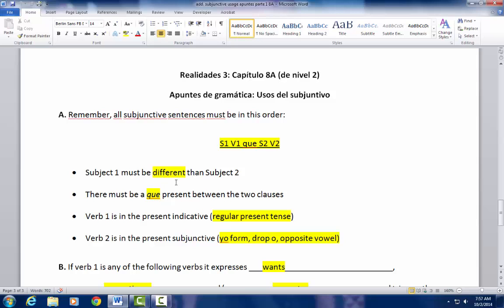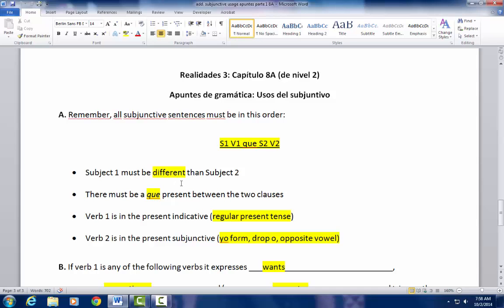Okay, so letter A, remember all subjunctive sentences must be in this order. S1, V1, K, S2, V2. Subject 1, such as mamá. Verb 1, such as sugiere, K. Subject 2, yo, for example, and verb 2, it could be anything. Haga, for example, la tarea. So that's our order. It's a little different from English. We always have to remain in that order when speaking and writing in Spanish with the subjunctive.